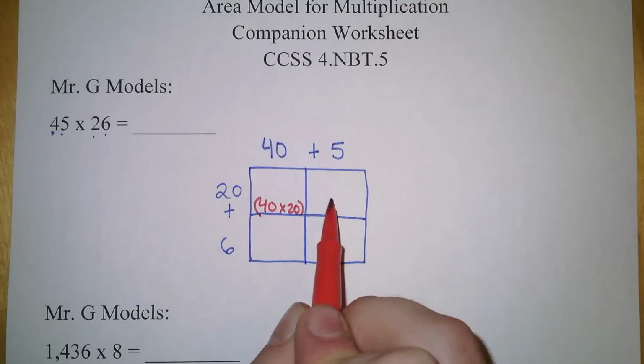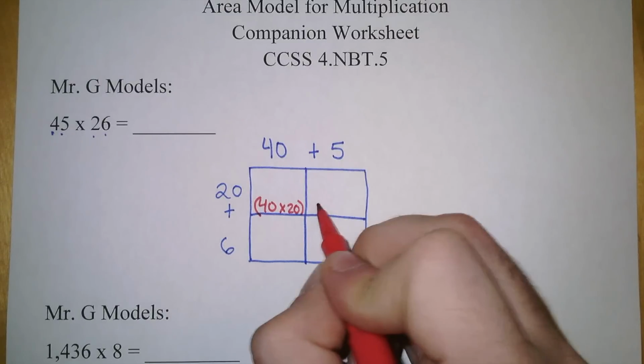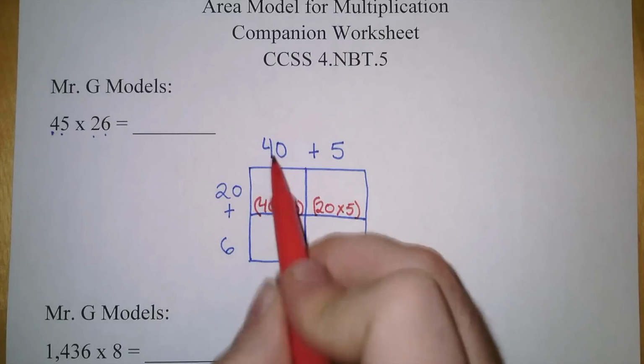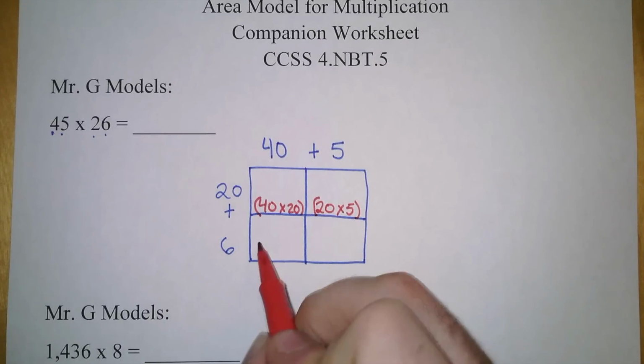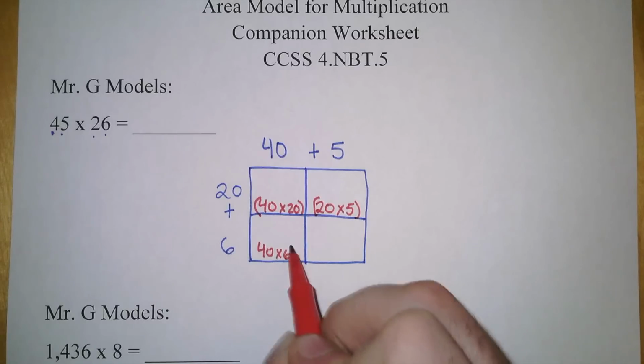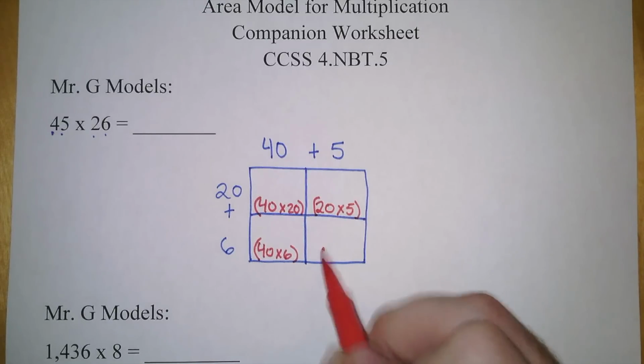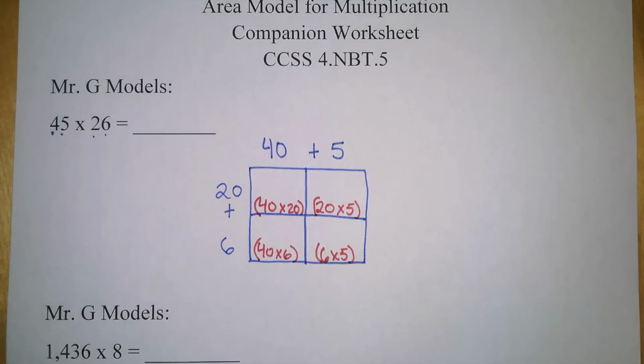Now we can see the 20 is over here and the 5 is here. So we have 20 times 5. Down here we have 40 times 6. And then over here we have 6 times 5. I'm going to switch back to blue because this is back to the usual section for this.